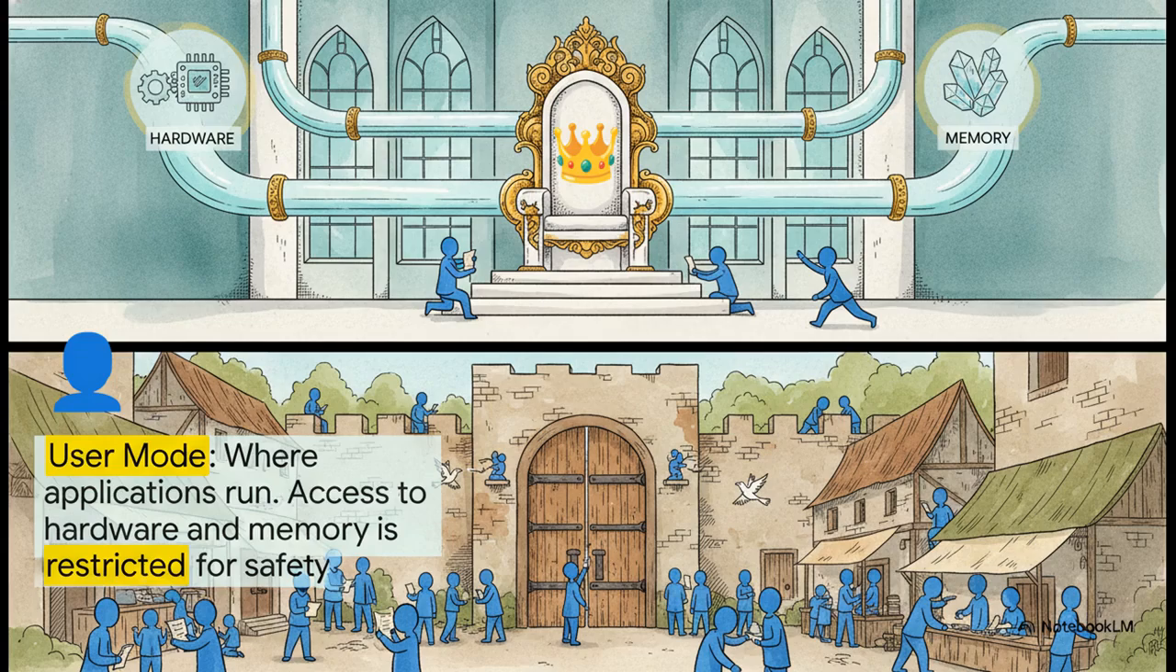First, there's user mode. This is where all your normal apps run. Your browser, your music player, you name it. It's a restricted area. A program here can't do anything dangerous, like directly messing with hardware.